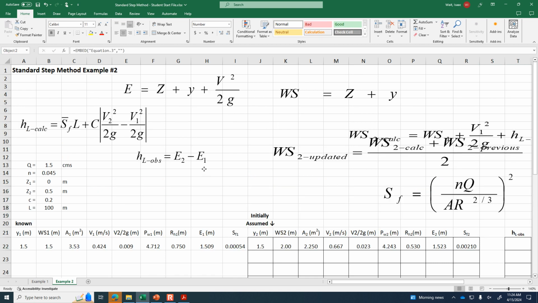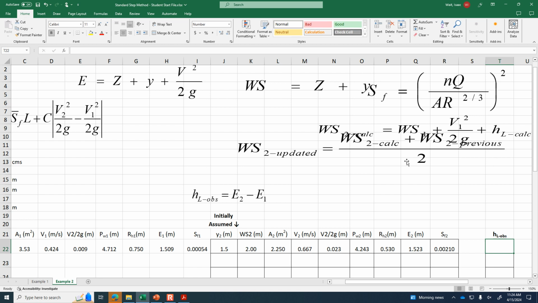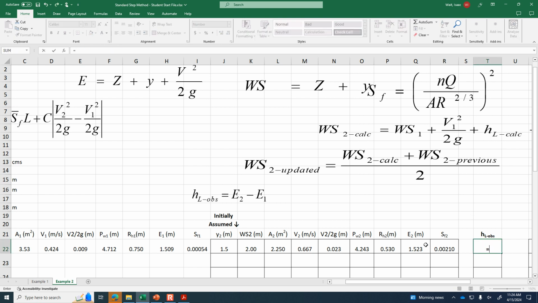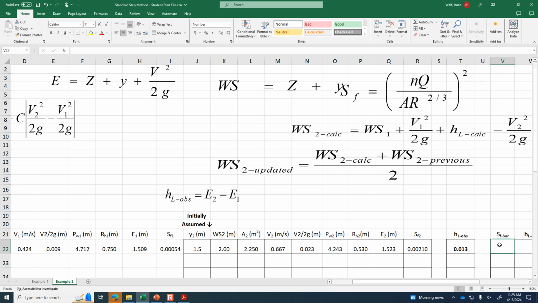Observed head loss is defined as the difference in specific energies. So the observed head loss is, boy, these formulas are getting a little crowded, E2, which we've just calculated, minus E1 from the knowns. Okay, and then the average slope of the energy grade line is just going to be the average of the slopes at location 1 and location 2. So it's thought of as the slope of the energy grade line at the midpoint between the two sections. So equals 1 plus the other divided by 2.